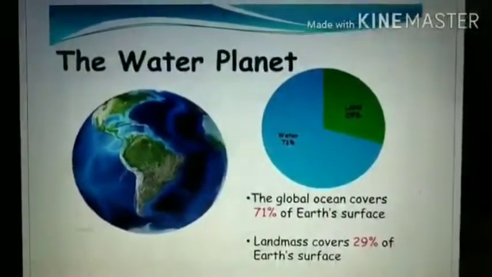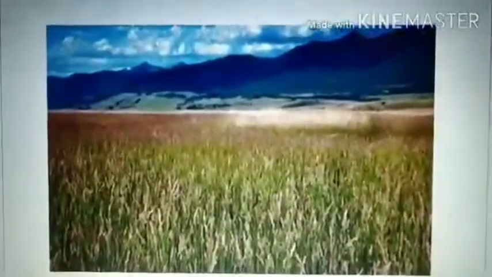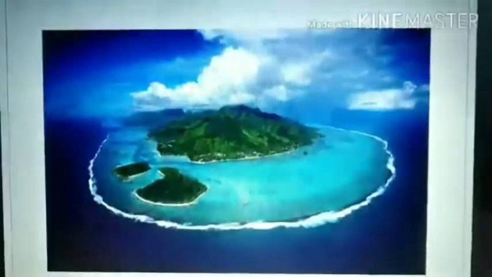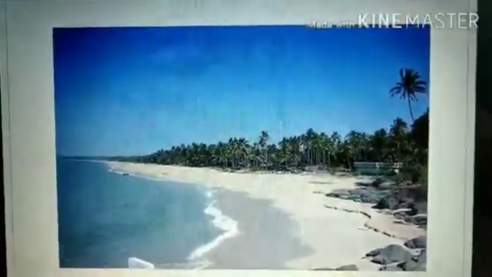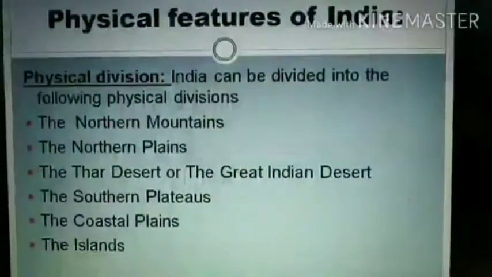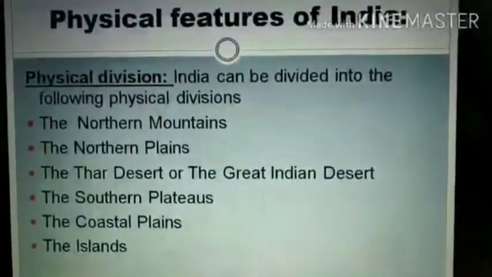Some places have tall mountains and hills with valleys, while some places have almost flat plains. Some places are deserts, and then we have islands in the seas and oceans of the earth. So we call them physical features of India or landforms of India.